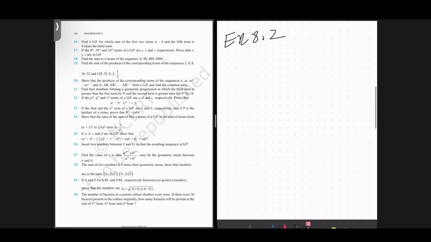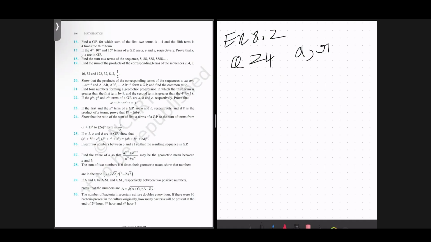Correct. Moving on, in question number 24, we have to show that the ratio of the sum of the first n terms of the GP to the sum of the terms from n plus 1 to 2n is 1 upon r raised to the power n. Right. So in question number 24, let us assume the GP to have the first term as a and common ratio as r.